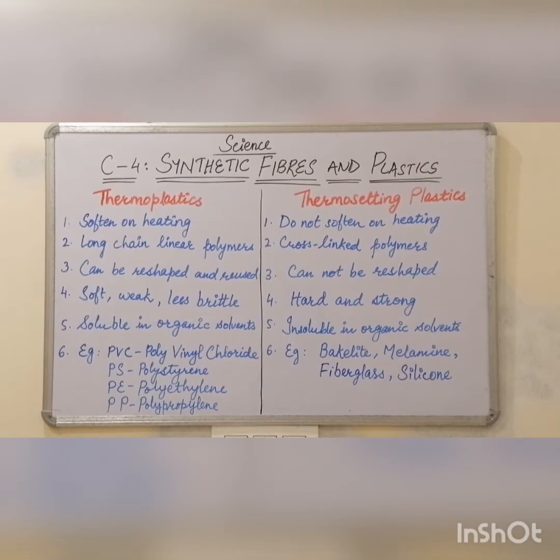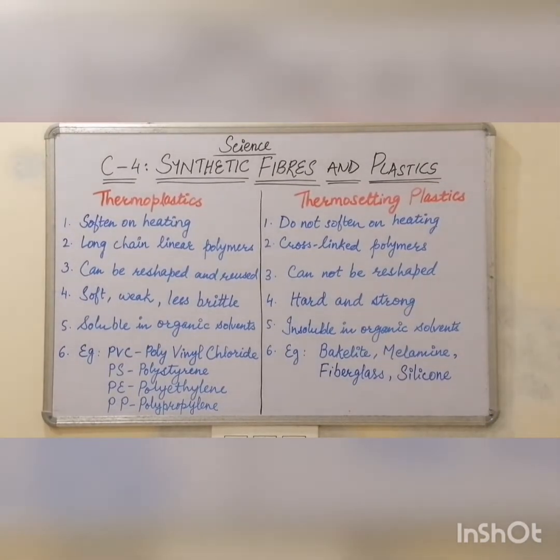Now we have two basic types of plastics known as thermoplastics and thermosetting plastics. Let us see how they are different from each other. Thermoplastics are softened on heating. So your bottles and everything which is made up of plastic which gets soft on heating or loses its shape is the thermoplastic material.